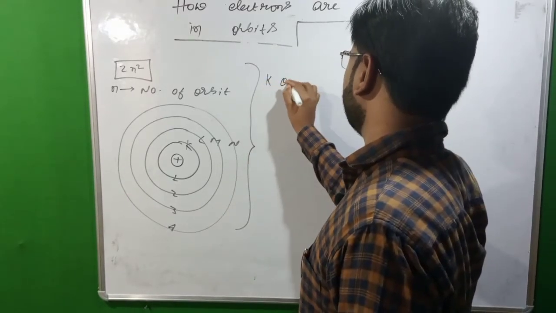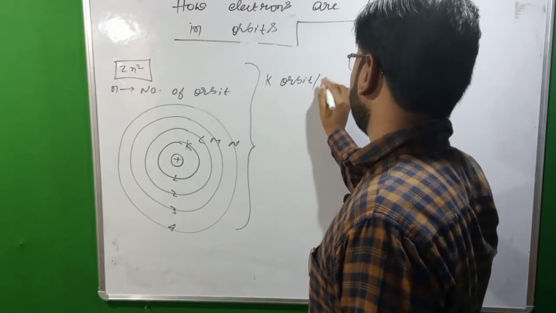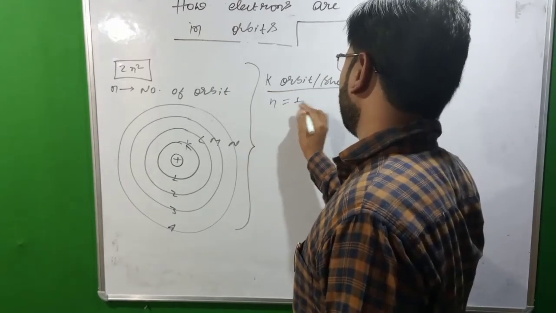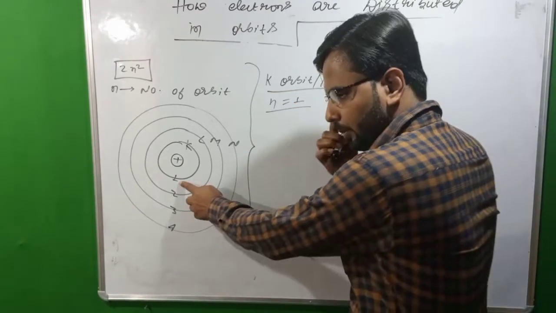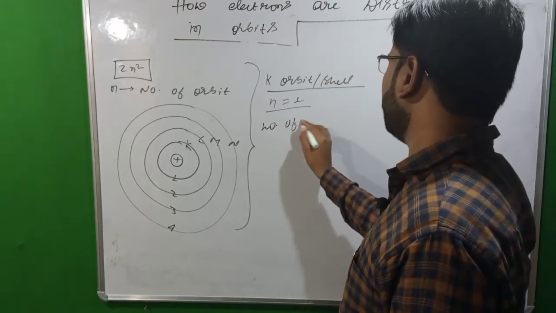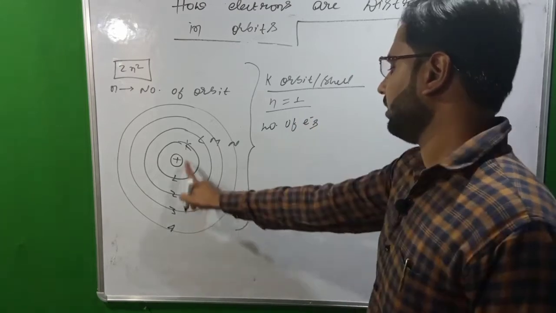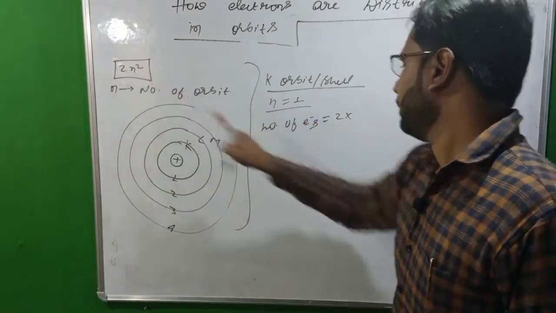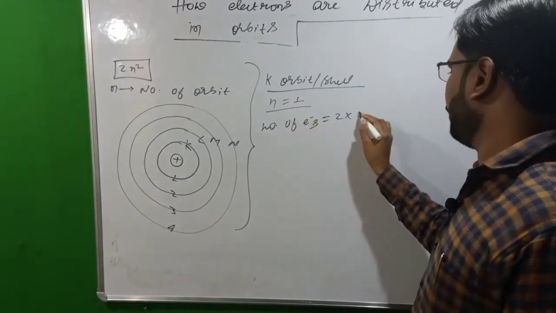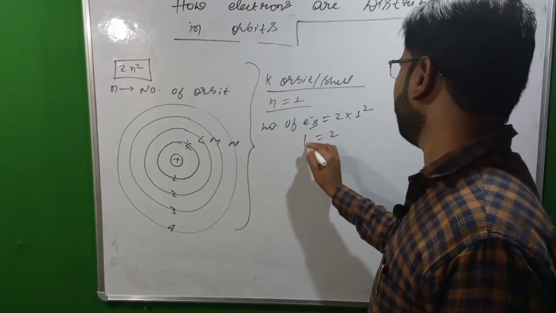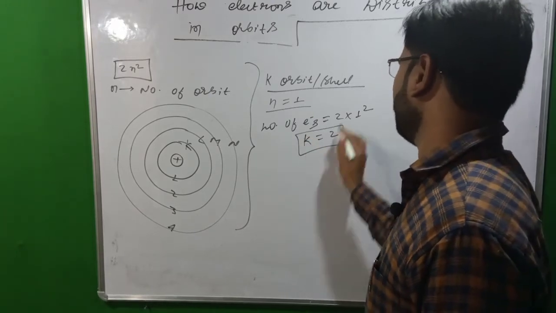For the K orbit or K shell, n is equal to 1, right? So we can say that the number of electrons in the K shell is equal to 2 into n square, where n is 1 here, 1 square, that is 2. So we can say that the K shell has 2 electrons.